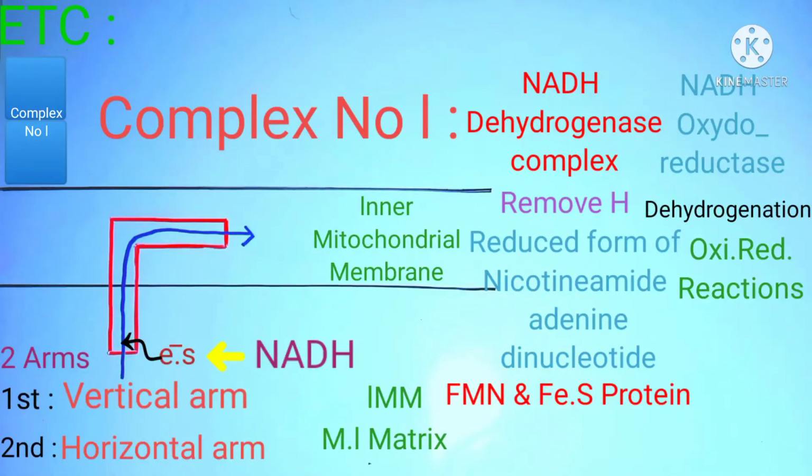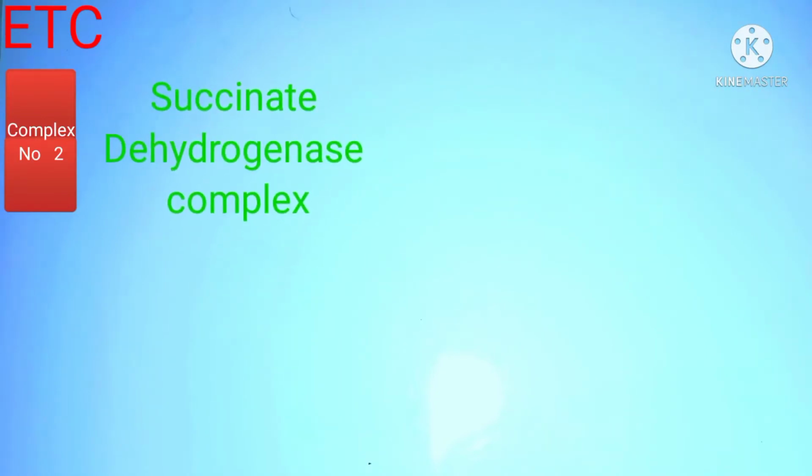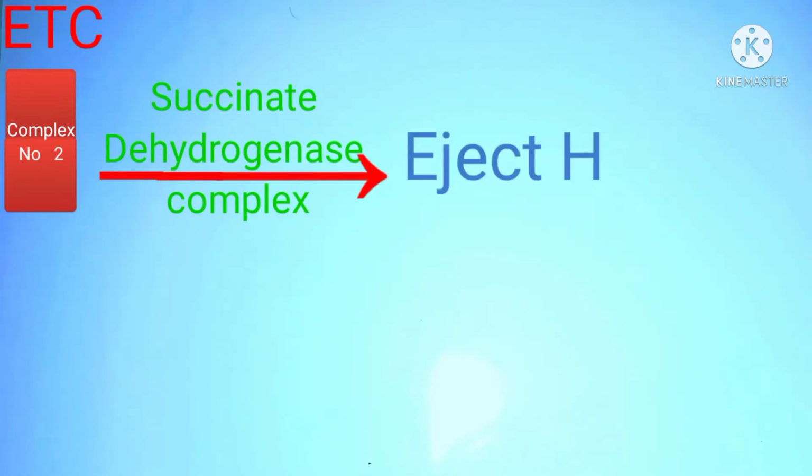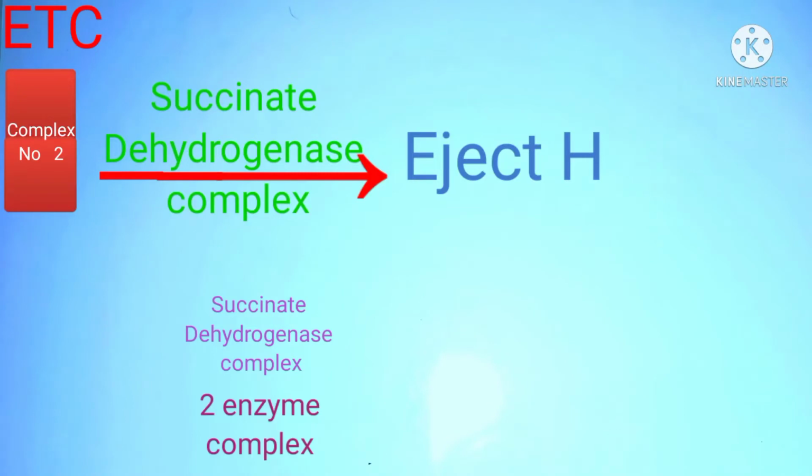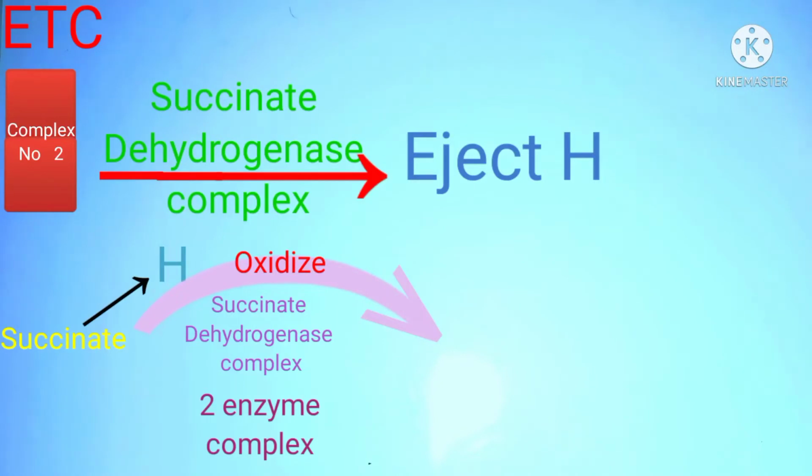electron transport chain. Next, we will discuss complex number 2 of the electron transport chain. This second complex is known as the succinate dehydrogenase complex. It is also called a dehydrogenase because it removes hydrogen from its substrate. In this case, the succinate dehydrogenase enzyme complex, which is the second enzyme complex, will remove hydrogen from succinate and oxidize it to fumarate.